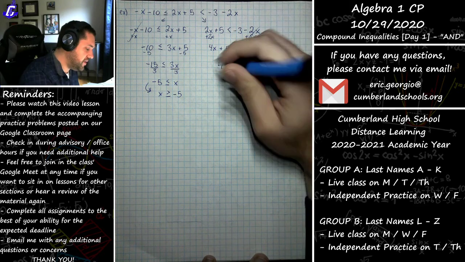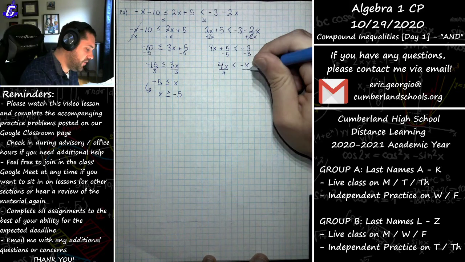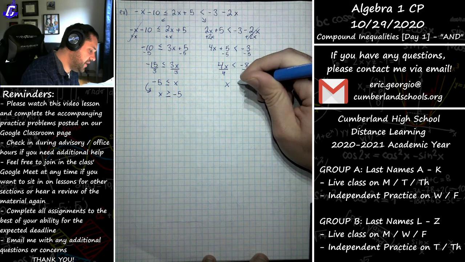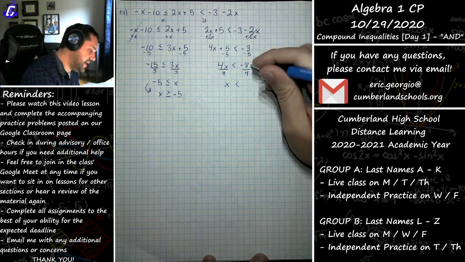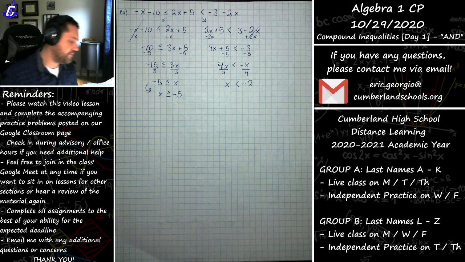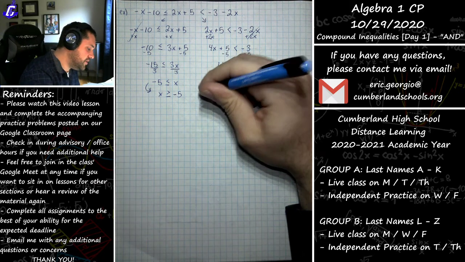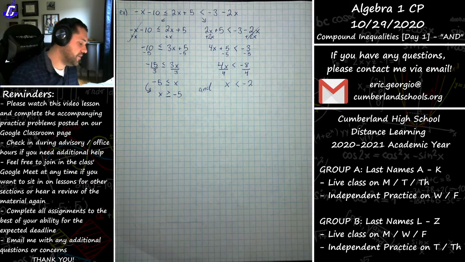Let's divide both sides by the 4 to undo the multiplication by 4. And last but not least, no flip-flopping involved here at all. We get x is less than negative 2. Okay? So once again, I encourage you to think about all of the possible solutions.